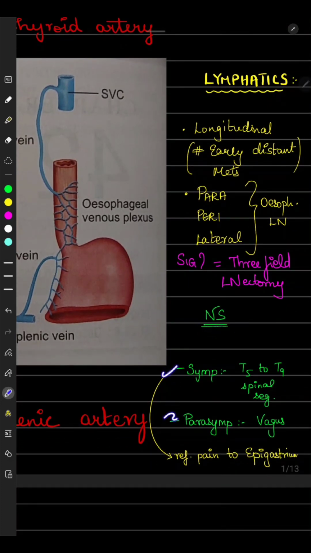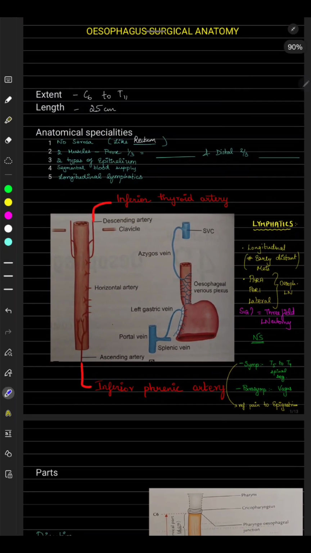What is the nerve supply here? The esophagus receives both sympathetic and parasympathetic supply. Sympathetic is from the T5 to T9 spinal segments, and parasympathetic is principally from the vagus. Sympathetics carry the pain, and any esophageal pain sensations are carried to the epigastrium through the sympathetic nerve supply.